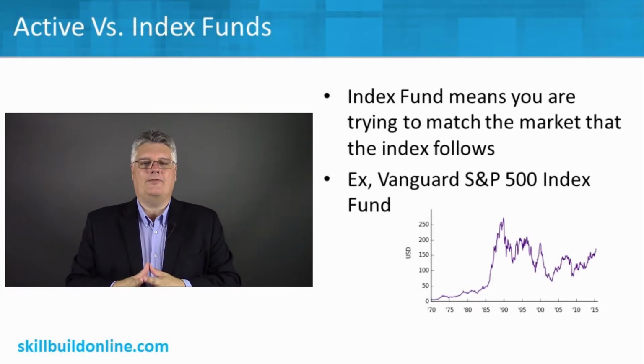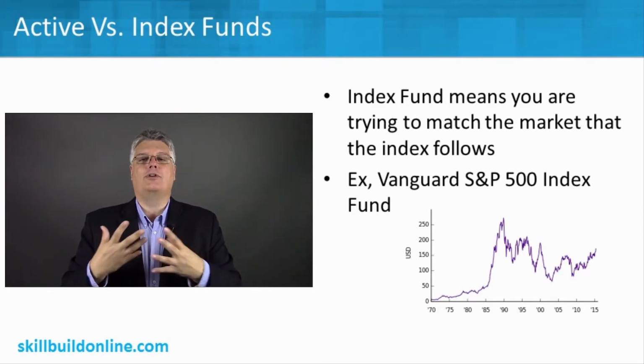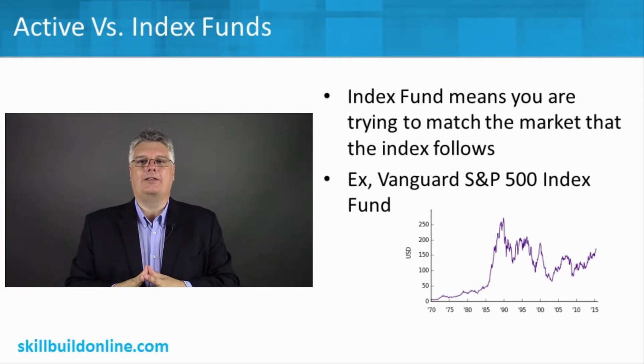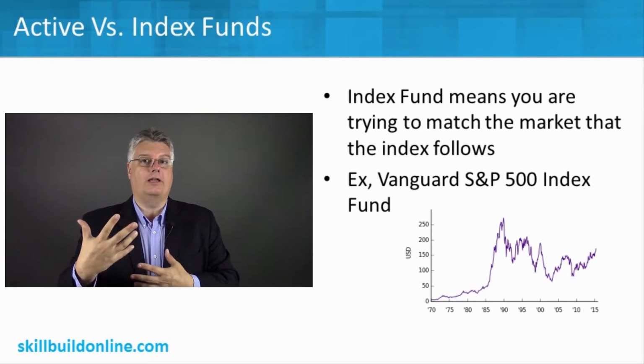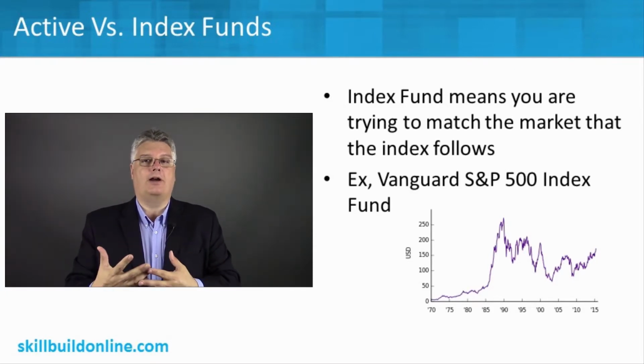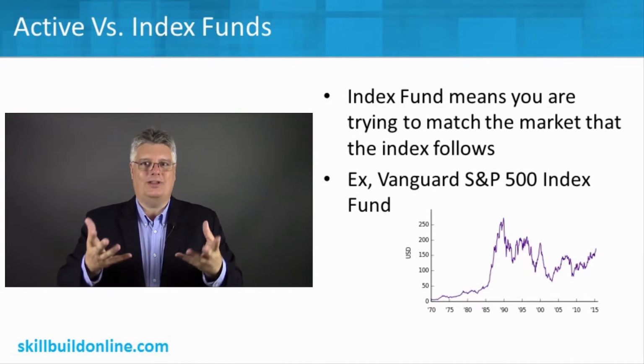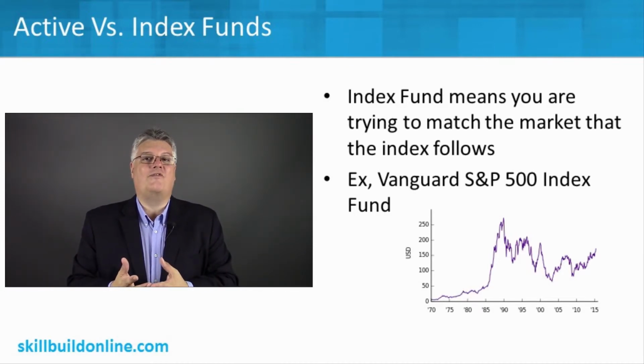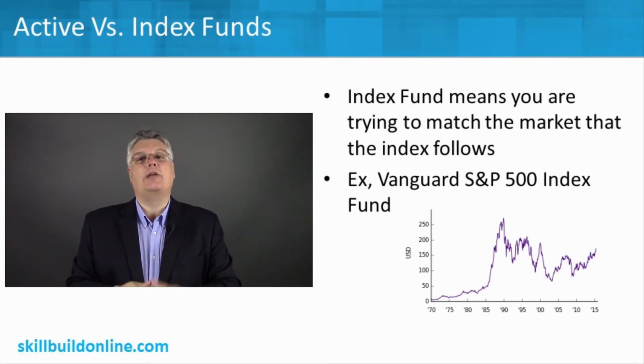Index funds mean you're trying to match the market. You're trying to match that index that's tracking a particular market or subset of a market. You're not trying to beat the market. You're just trying to match the market. You're trying to be average, so to speak. And the advantage of trying to be average is you can have some low costs associated with the fund itself that helps you to perform better than actively managed funds. And we'll get into the advantages and disadvantages in a second.